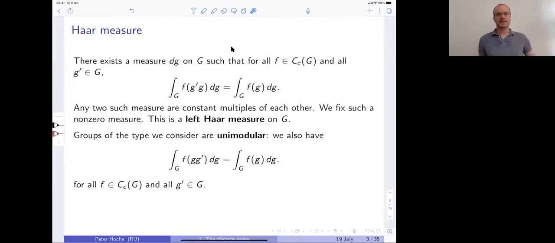The groups G, the semi-simple groups we're looking at, are unimodular, and that means that a left Haar measure with a g prime here is also a right Haar measure with the g prime there. So that's an extra property of Haar measure in this case.